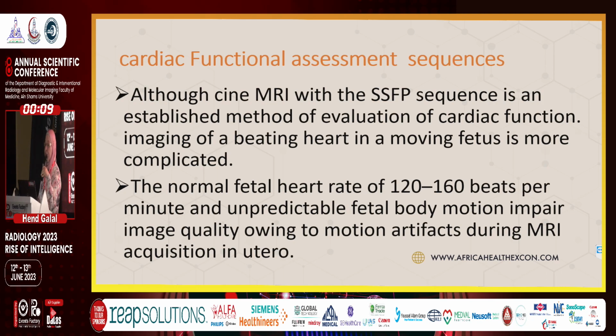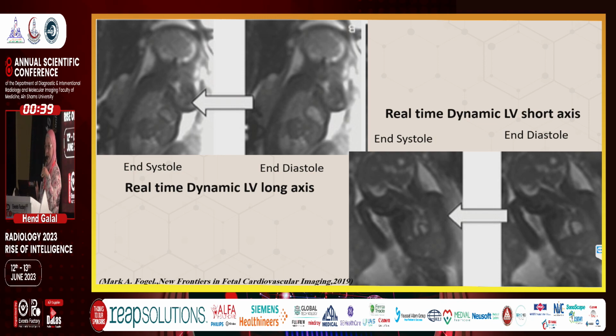And functional assessment of cardiac MRI using either cine or dynamic imaging. But because the fetal heart rate is between 120 and 160, we need special gating, a fetal cardiac gating machine, with software and hardware, to detect the QRS peak of the fetal ECG, and then we can do a functional assessment. I will show you in the next slides how this software and hardware works.